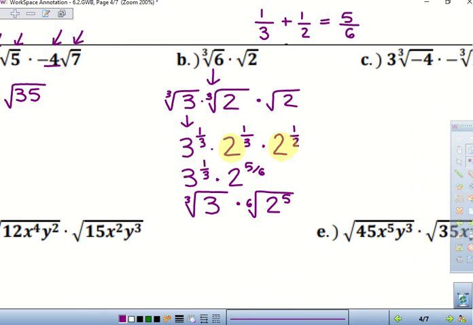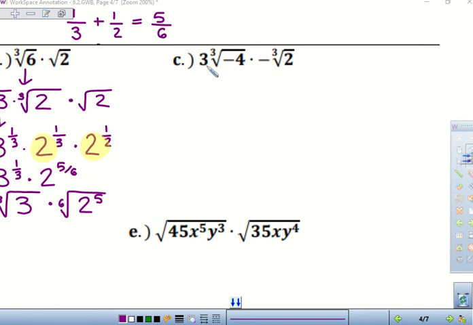Alright, so as for the next one, you'll notice that these have the same type of root, so I can actually just combine them under the root. So what's negative 4 times 2? Negative 8. So what I did here was there's actually a negative 1 in front of this one, so I just multiplied the 3 and the negative 1 to get the negative 3. And then I multiplied the inside of the root because they have the same index.